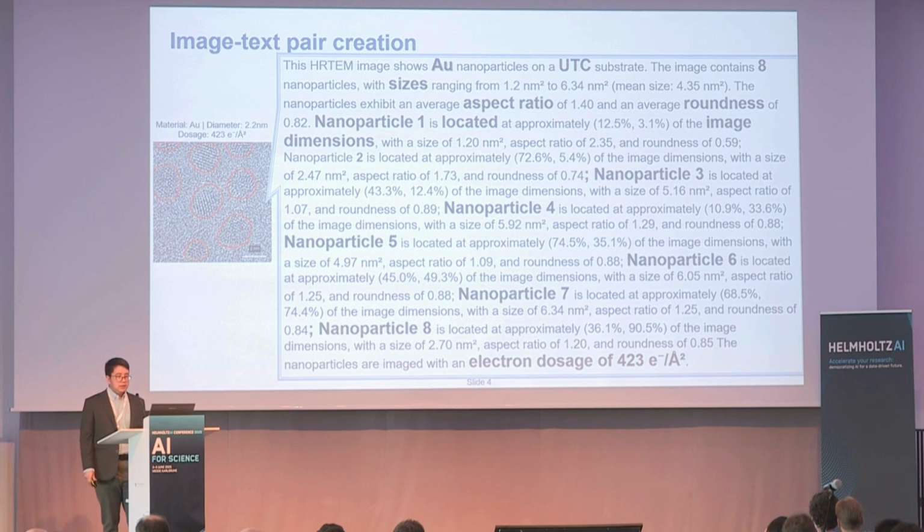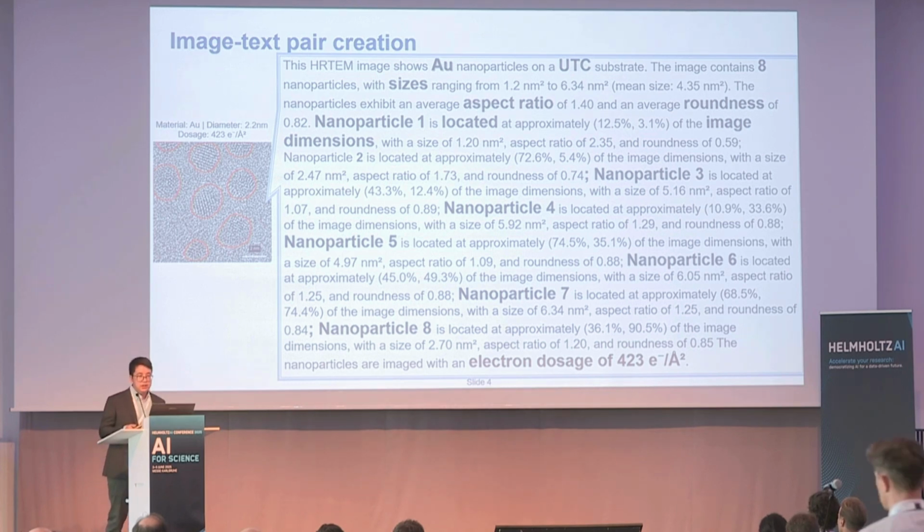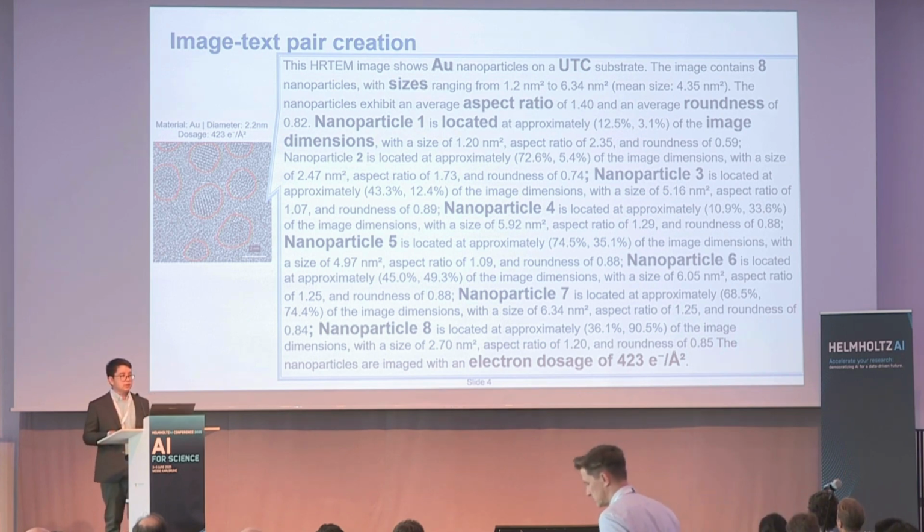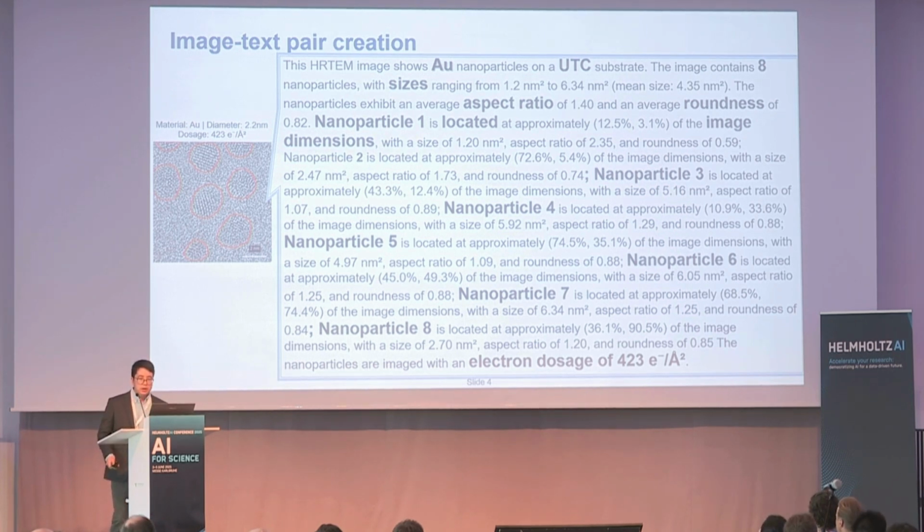What we did was use the information that I already talked about: the material type, the diameter of each nanoparticle, the electron dosage, and the segmentation masks that we already have. We used some automated tools to sentencify all this information. For example, we have a sentence saying "This HRTEM image shows gold nanoparticles on a UTC substrate. It contains 8 nanoparticles." We talk about sizes, aspect ratios, roundness, the locations of each nanoparticle with respect to the image dimensions, and also the electron dosage.